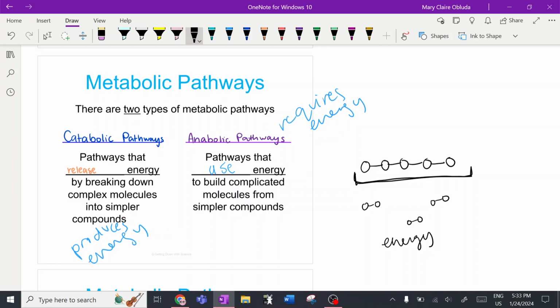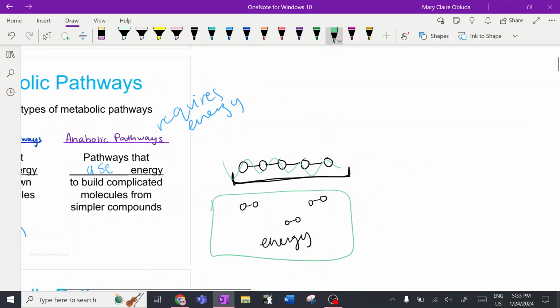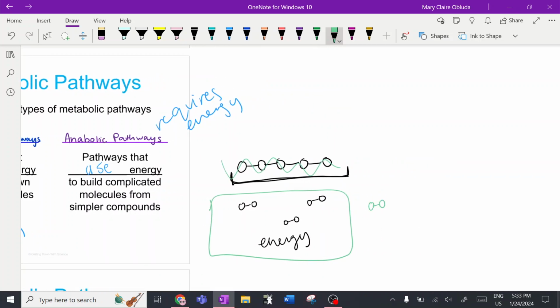Anabolic pathways are the opposite of that. If we now stop thinking about that and start with lots of little molecules, then we put them back together. There's one, we bond it with this one, and then another one. This putting together into a now complex molecule requires energy. So that is an anabolic pathway. We used energy to put that together.